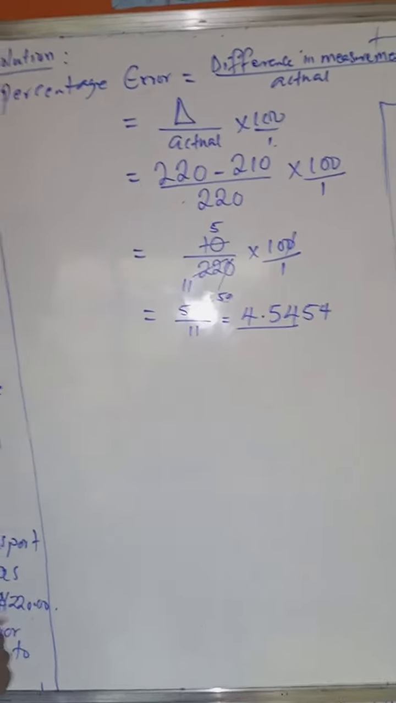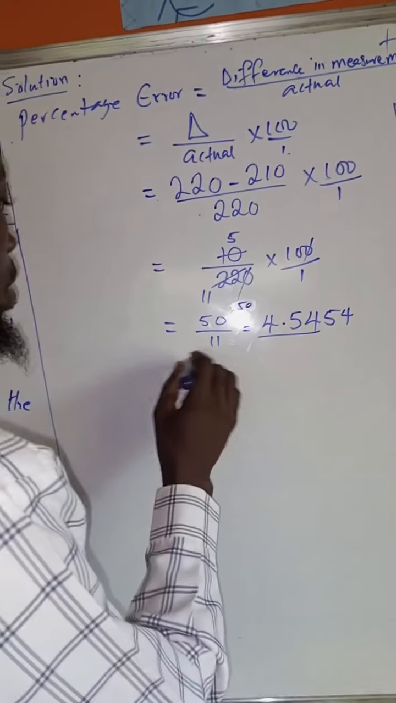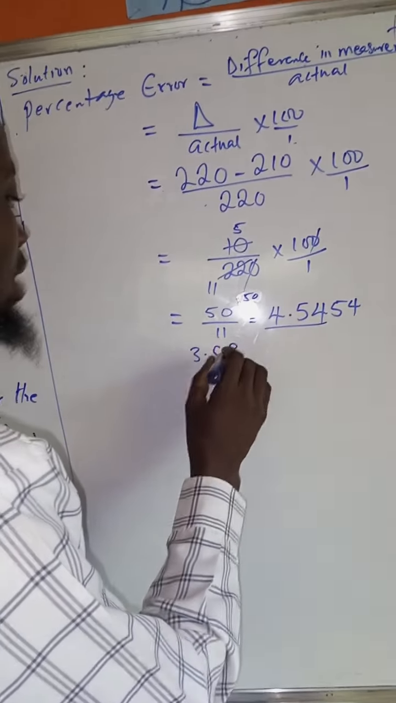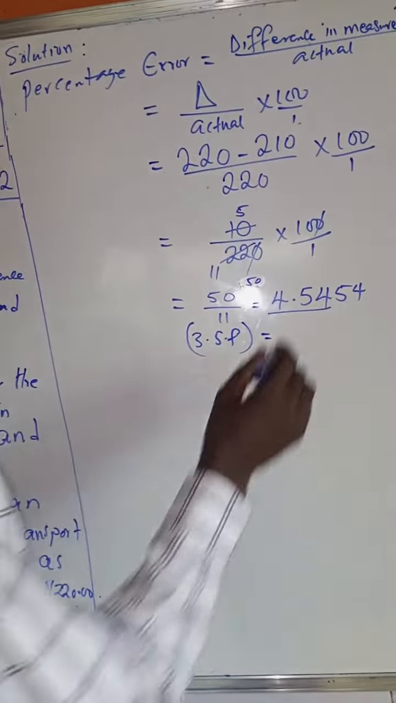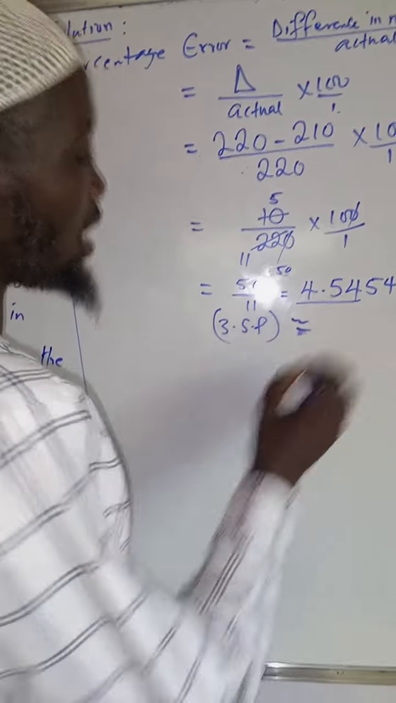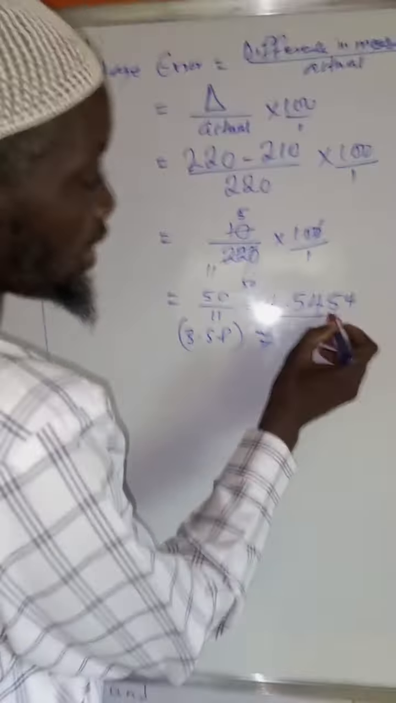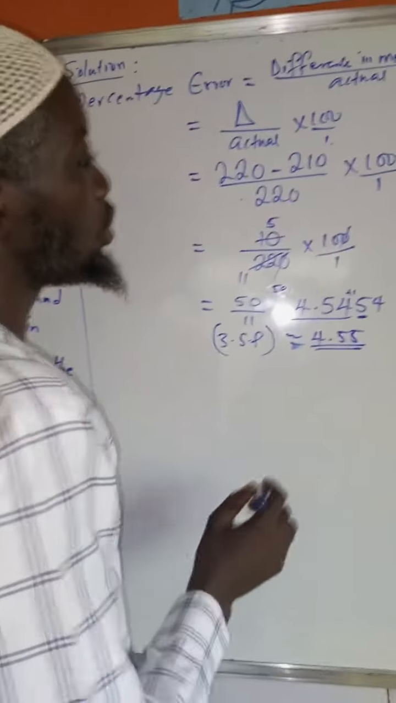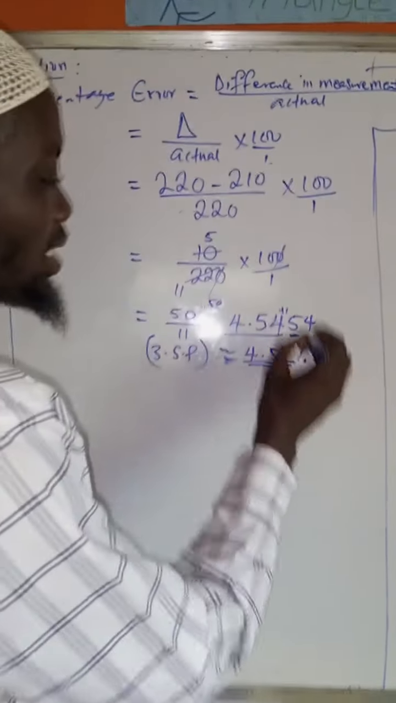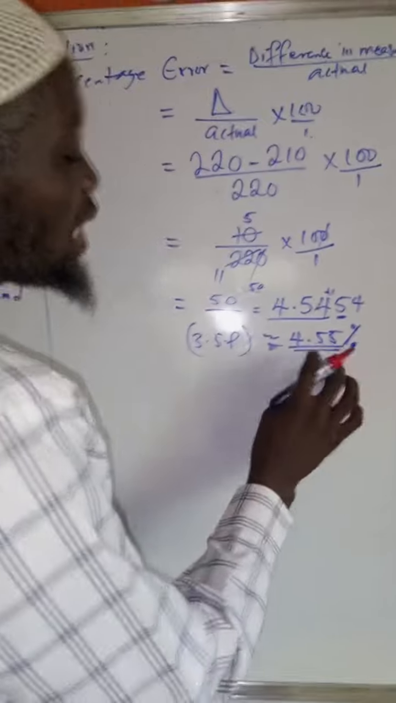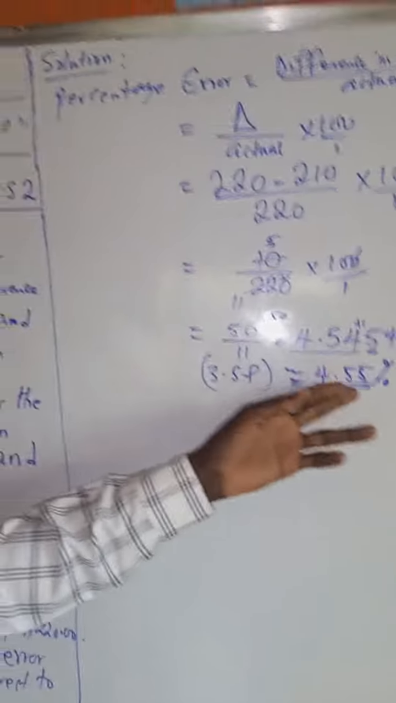We are concerned with this. The 3SF will now be approximately equal to... I'll consider the next number. Is it up to 5? Then I add one to this. So it will be 4.55. You must put this percent to tell you that the error he has committed is not much, it's just 4.55%.